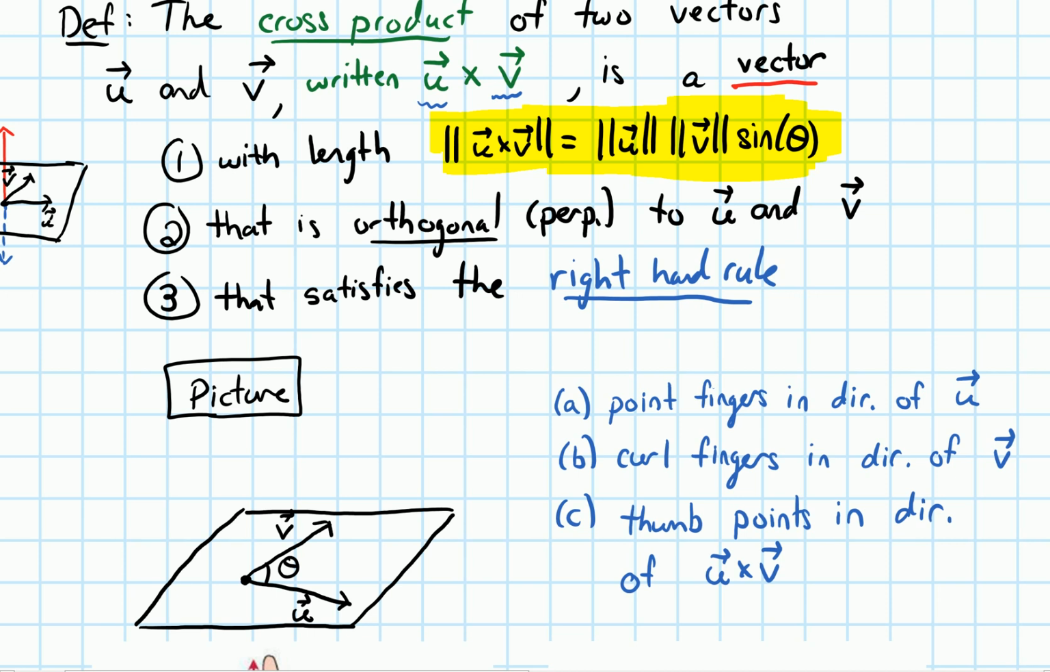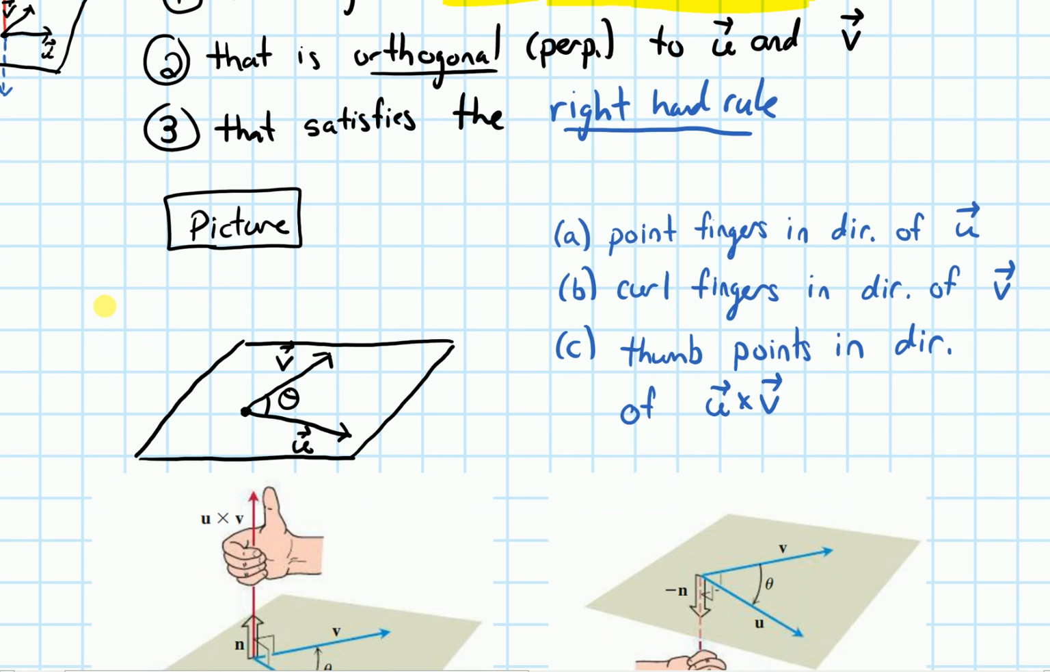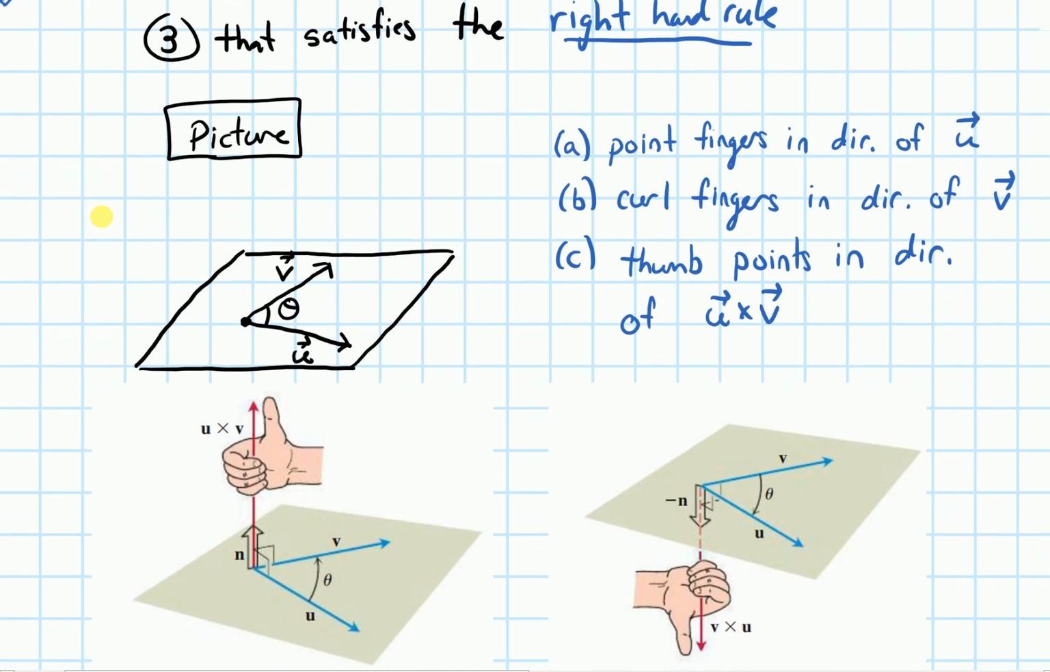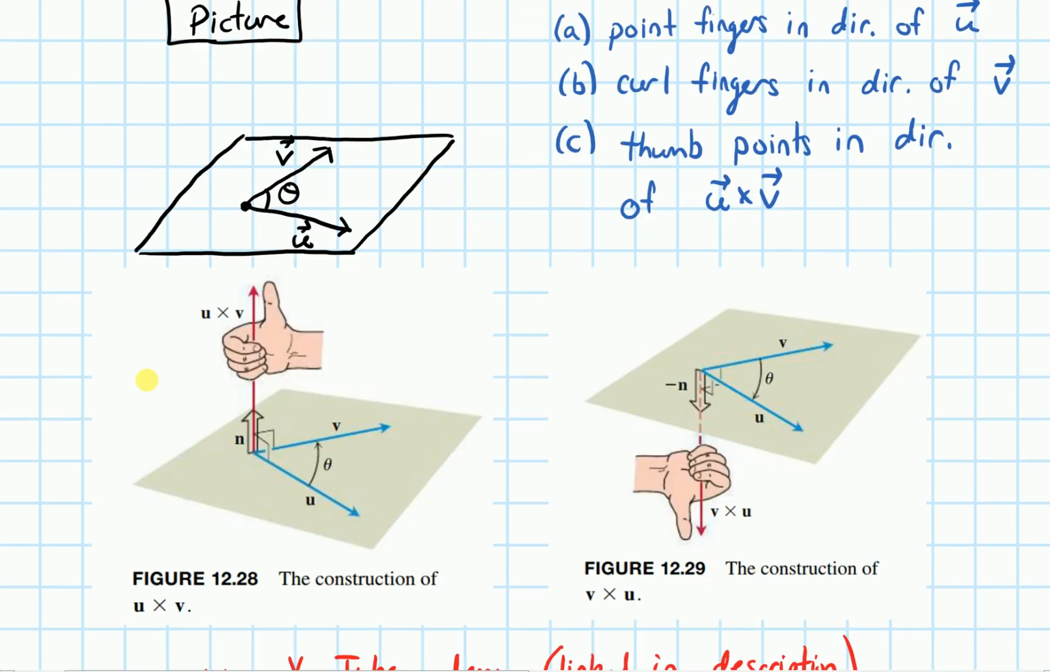Okay, so this we kind of have to visualize a little bit. What would the right-hand rule look like? So I've copied the images from the textbook about the right-hand rule, although I think it's a lot easier to see it in person if you have someone to actually show you what it looks like when you point your fingers, when you curl them, and when you stick your thumb out.